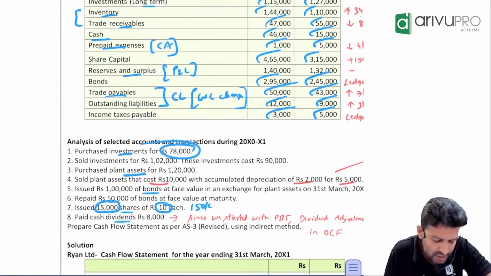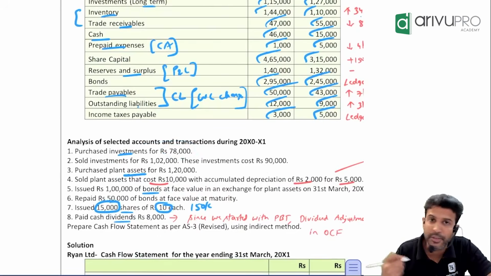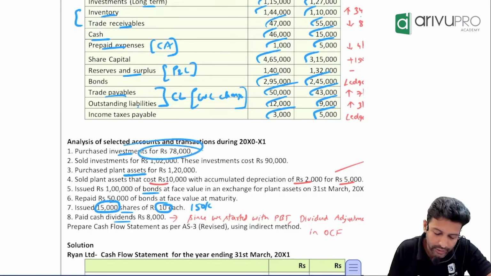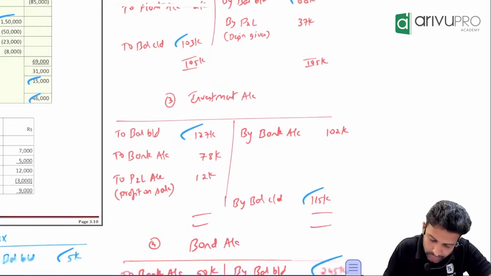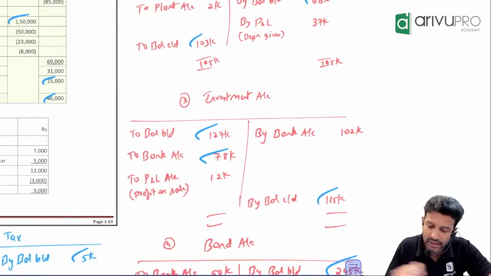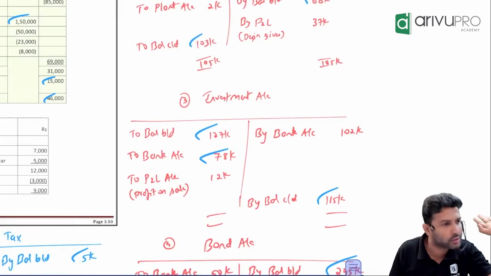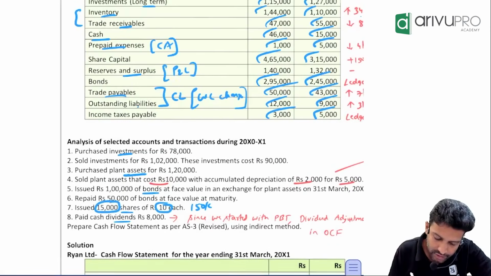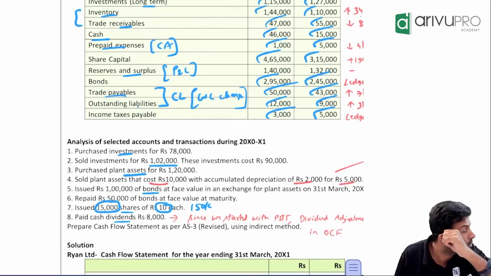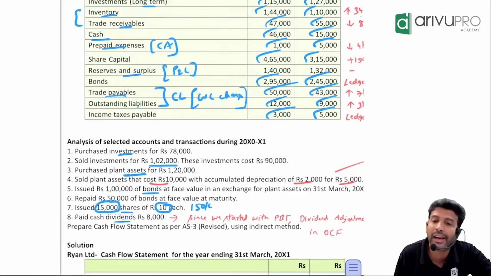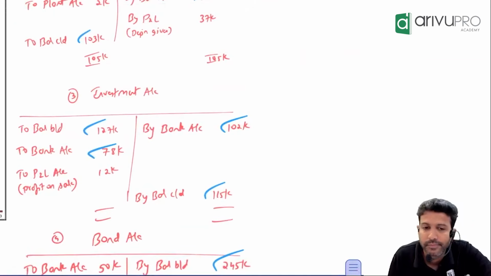You purchased investment for how much? 78,000. What is the entry? Investment to bank. In the investment ledger, you will write to bank, 78,000. First let's close the ledger and then push the information into the cash flow statement. Next adjustment: sold investment for 102,000. What is the entry for investment sold? Bank to investment. So the posting will be by bank 102,000.